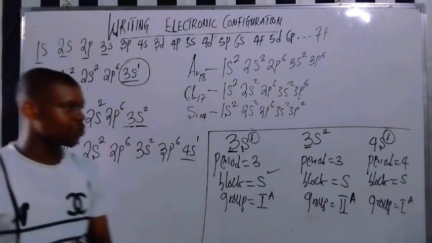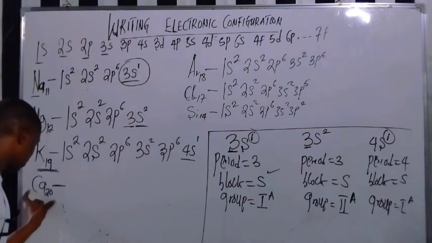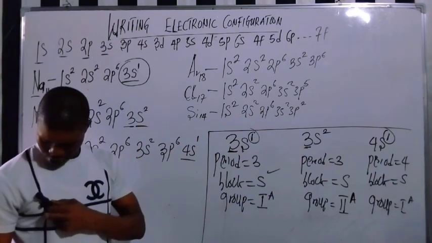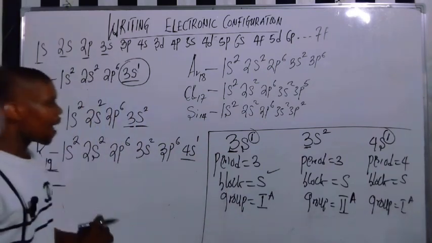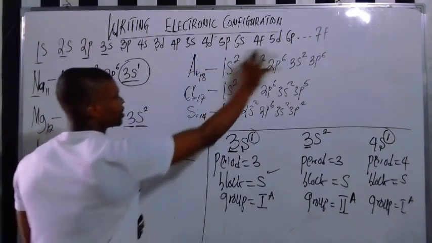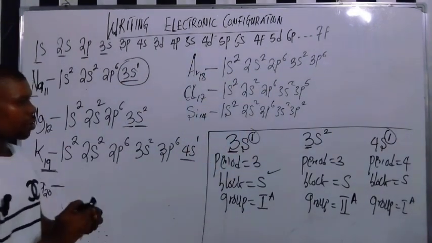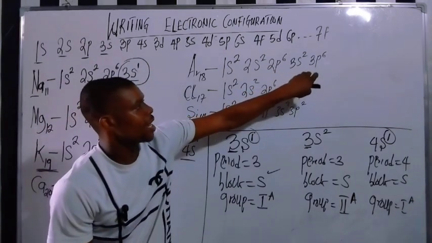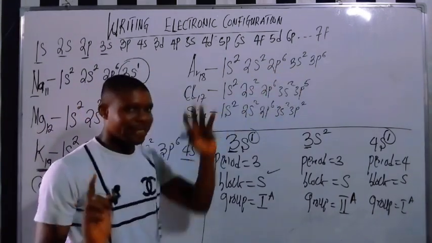So I want to see what you can do here. Calcium, 20. What is the period, the block, and the group? You see that? So now this is where we have this one here. Now let's turn our focus to this one here. The way you do this one is not the same way you are going to do this one here. There are different things. Do you know the reason why?